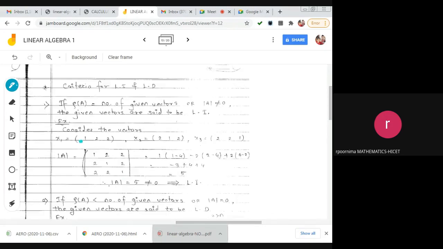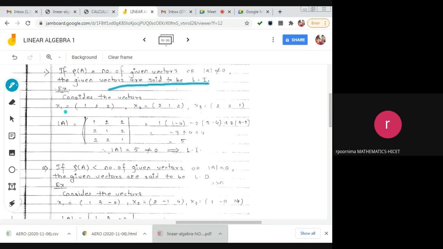The next criteria for linearly independent and linearly dependent vectors. If the rank of A is equal to the number of given vectors, that is, the determinant of A is not equal to 0, then the given vectors are said to be linearly independent. You have to remember this. Consider the vectors x1 = (1, 2, 2), x2 = (2, 1, 2), and x3 = (2, 2, 1). You combine x1, x2, x3 to get the determinant of A, which is not equal to 0. Therefore, it is linearly independent.